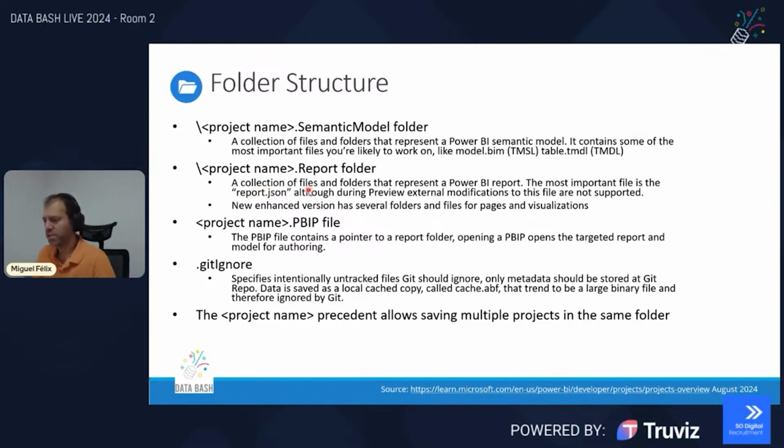Then the report folder where we store, if we are talking about the previous version of Power BI projects, then you will have a single file that is called report.json, where we have all your definitions for your pages, for your visuals, for your bookmarks, for everything.